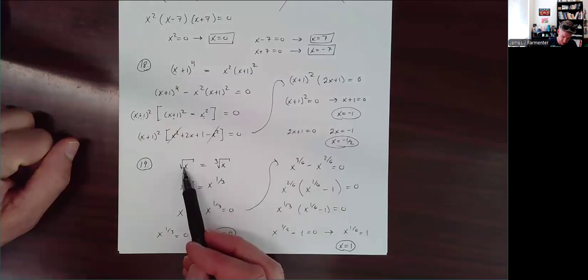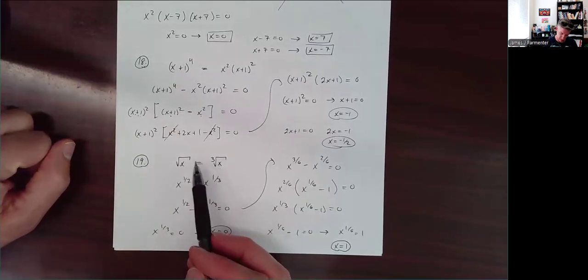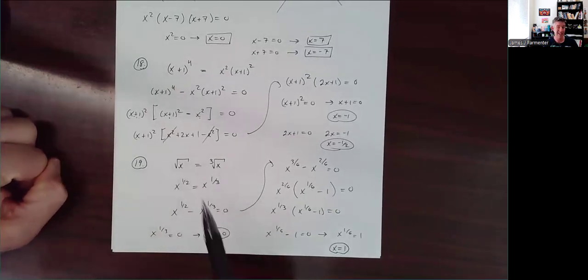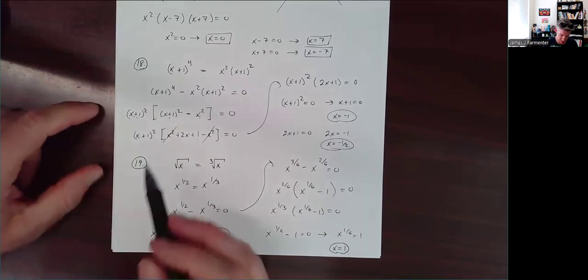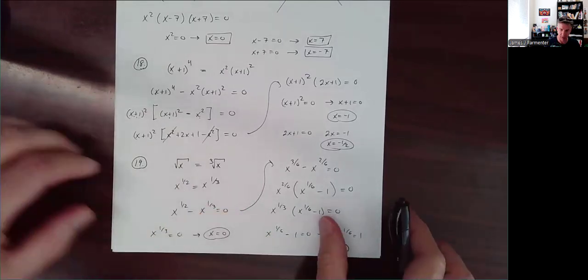So my two solutions, which we probably could have seen without doing all this work, are 0 and 1, because the square root of 0 is 0, and the cube root of 0 is 0, and the square root of 1 is 1, and the cube root of 1 is 1. Negative 1 is not an answer because the square root of negative 1 doesn't exist, and the cube root of negative 1 is negative 1.